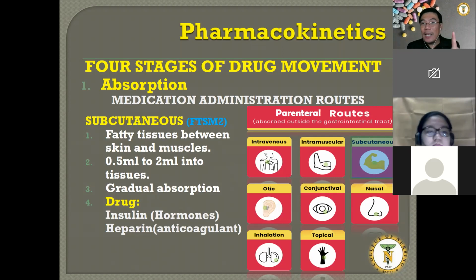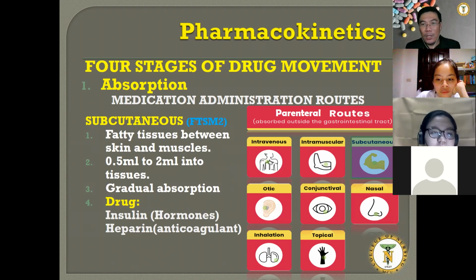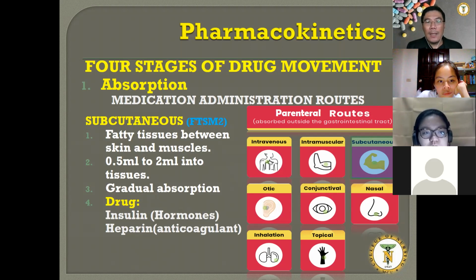Class, don't exceed 2 ml via subcutaneous because it may possibly damage the subcutaneous tissues. Another is, it may lead to gradual absorption. So what do you mean by gradual absorption? The gradual absorption is slow, step-by-step absorption. So matagal yung effect. Pag sinabi natin gradual absorption, long-term effect.